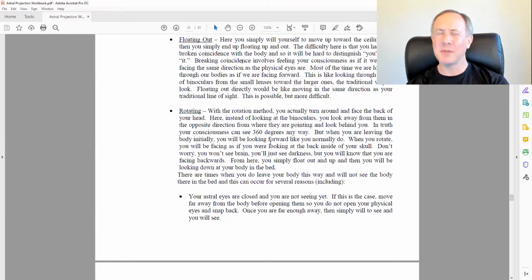Just be like, oh yeah, Matthew said the body might not be in the bed, and then move on. You don't have to understand why. But if you leave on the physical level, you will see the body in the bed. It'll look like a corpse. It's creepy. It's really creepy.